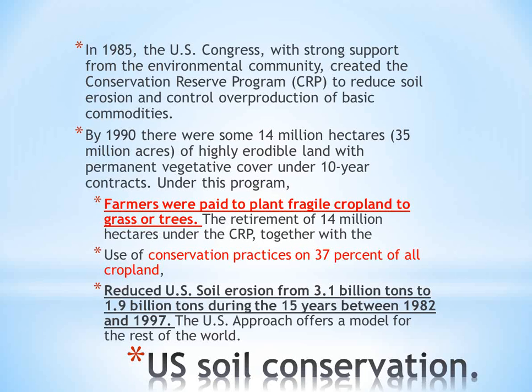The retirement of 14 million hectares under the CRP, together with the use of conservation practices on 37% of all cropland, reduced US soil erosion from 3.1 billion tons to 1.9 billion tons during the 15 years between 1982 and 1997. The US approach offers a model for the rest of the world.